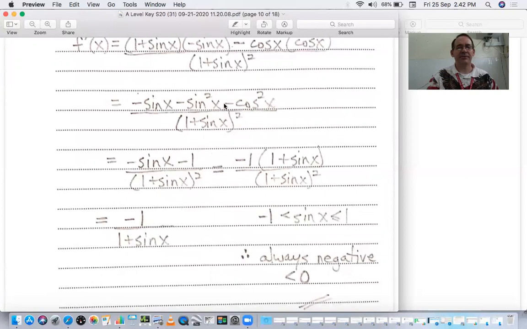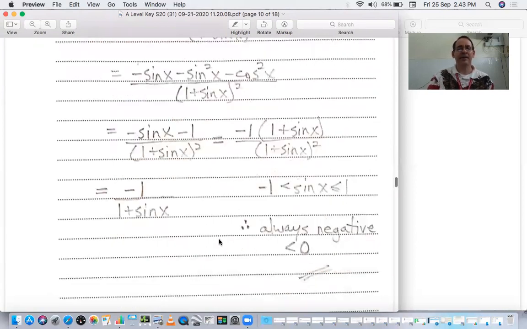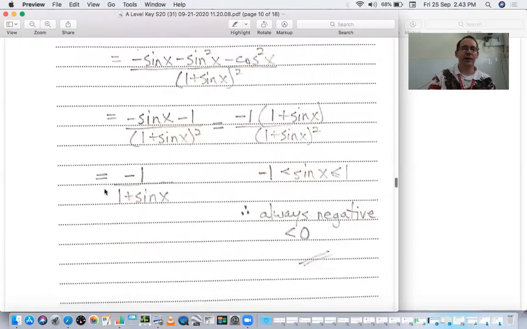And so that simplifies it a little further. Then if you factor out that negative, you'll notice that the 1 plus sine x can then cancel with one of the ones on the bottom, and that leaves you with the -1 over 1 plus sine x. Now, how does that help us?